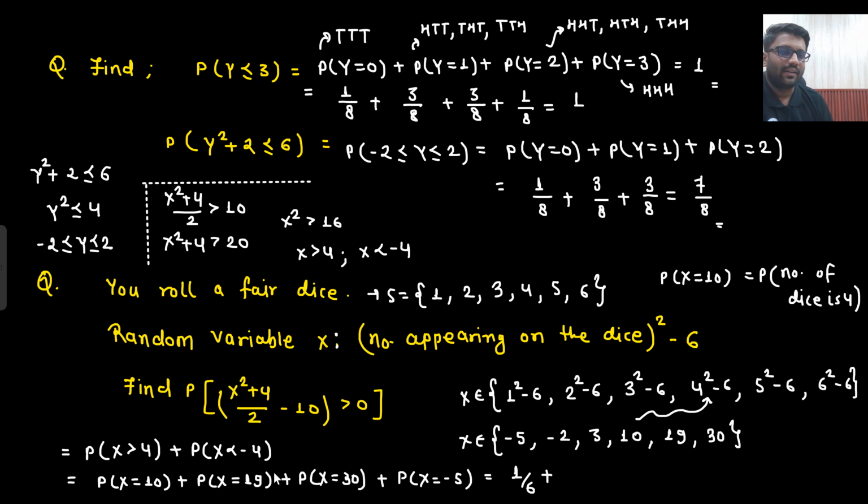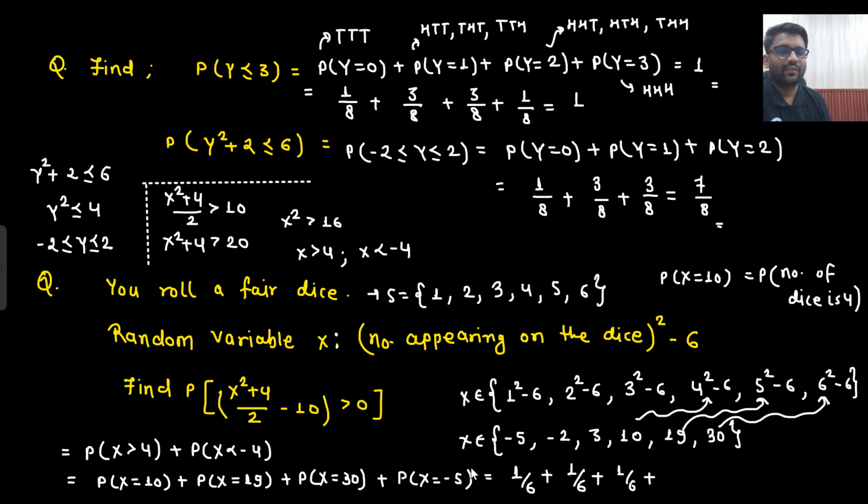X equal to 19 corresponds to this one. That means the number on the dice should be 5. And what is the probability of getting number 5 on the dice? That is 1 by 6. Probability of X getting 30 corresponds to the number on the dice being 6. And what is the probability of getting number 6 on the dice? 1 by 6.